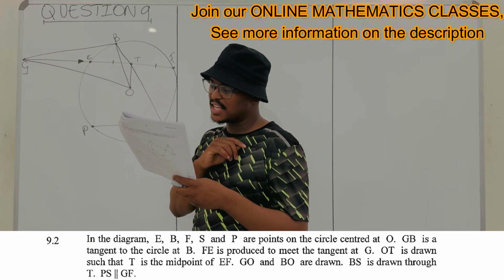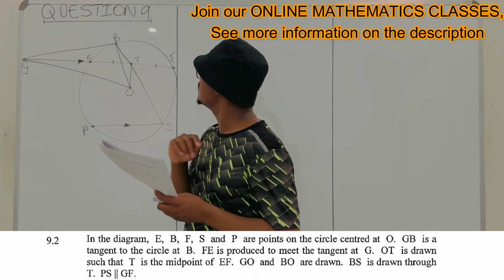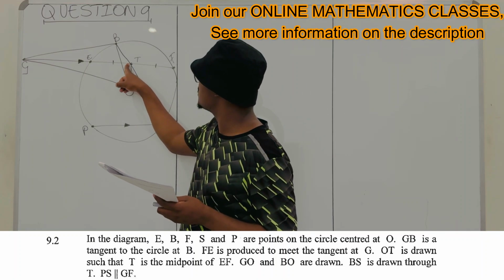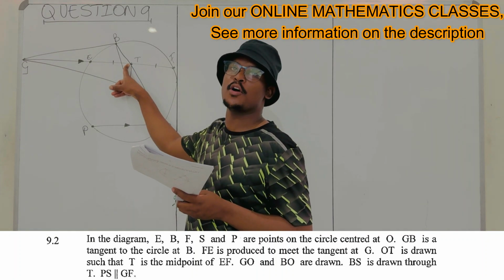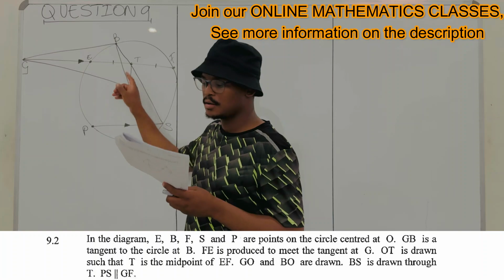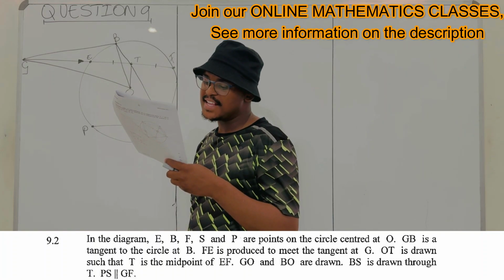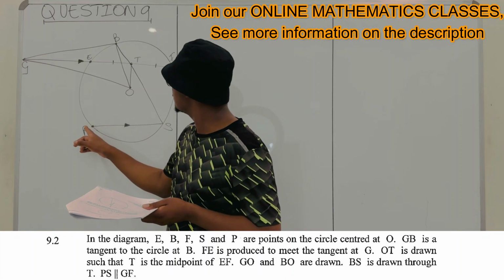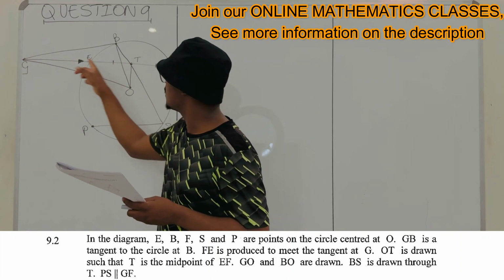So they wanted to say that BS is drawn through T. So you can see BS here, and it passes through point T over there, which is that midpoint of a chord. No problem. They said PS is parallel to GF. So PS, this line over here, is parallel to that GF over there. Fine.